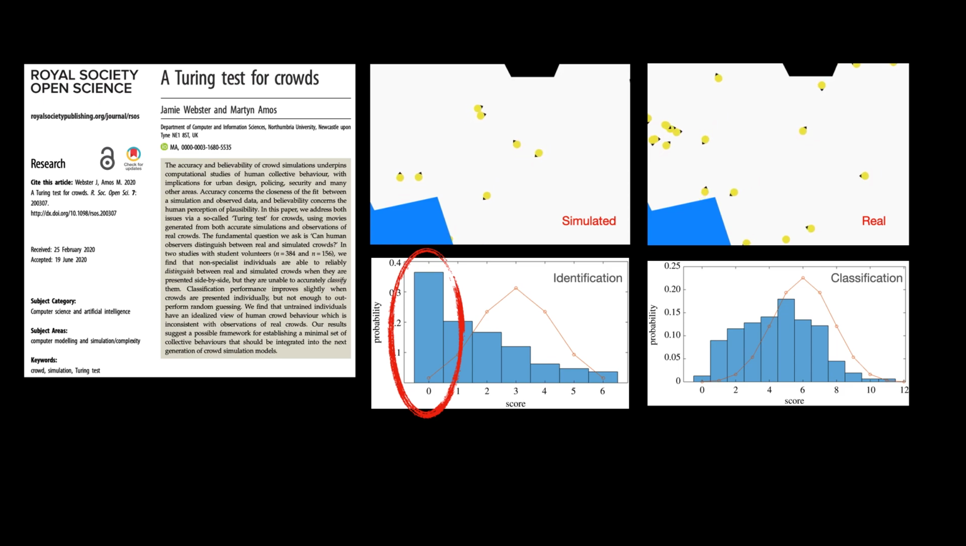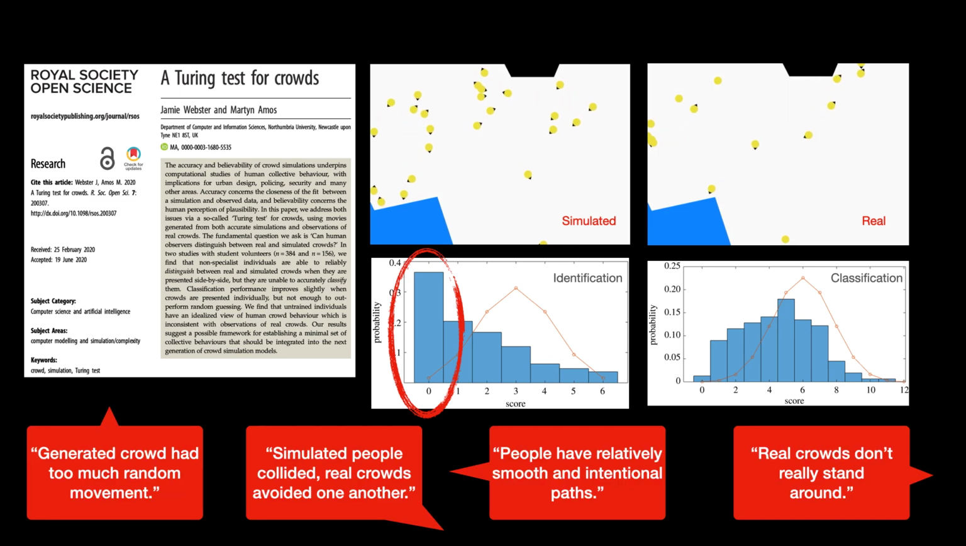So classification performance was slightly better, but it still didn't outperform random guessing. And we asked our participants for informal feedback on features that they'd used to try to identify the real crowds, and this is the sort of thing that they said. Overall, they thought that simulated crowds were too random and messy, and real crowds moved more smoothly. Actually, the opposite was true, and the collision comment was particularly instructive, as the social forces model explicitly tries to keep agents from bumping into one another.